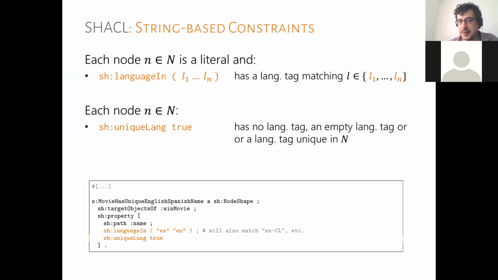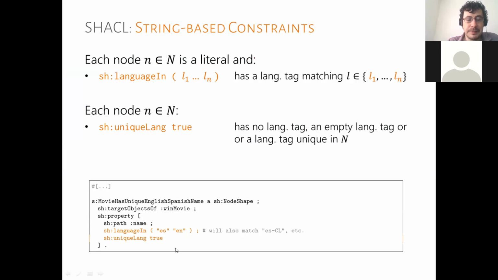There's a couple of other string constraints that we can specify. For example, we can say that a particular node must have a language from one of these options. And then we can also say that the language must be unique. So it means that, for example, we can say that a name is unique for a given language, that we can have different names in different languages, but we shouldn't have two names in the same language. So two Spanish names, for example.